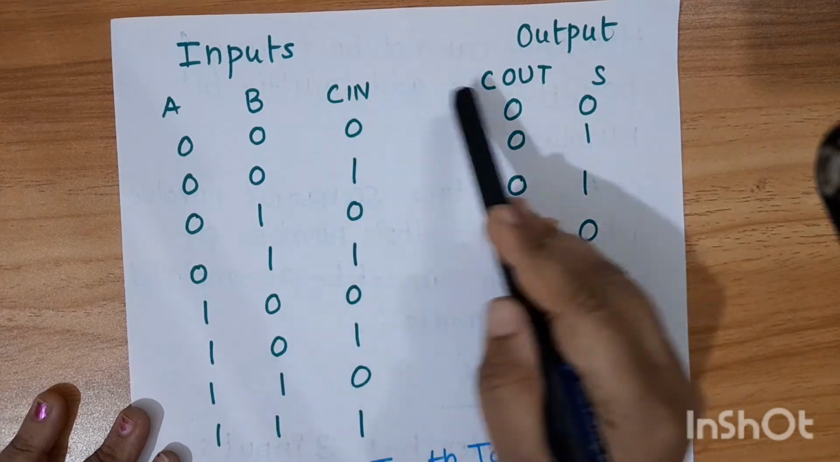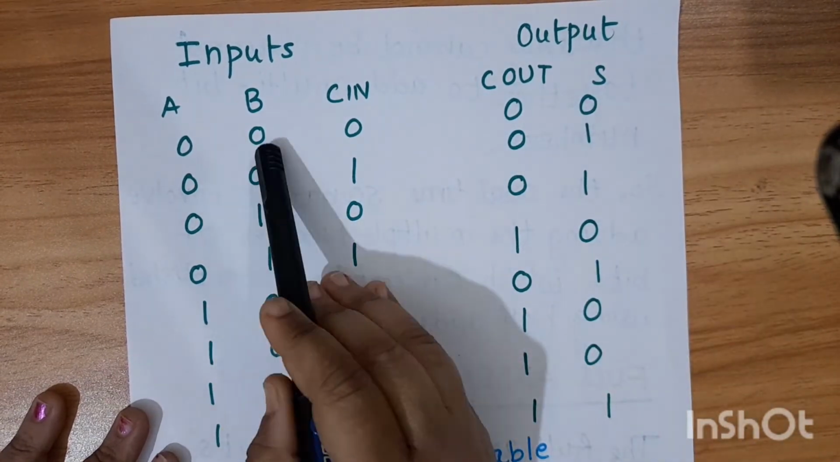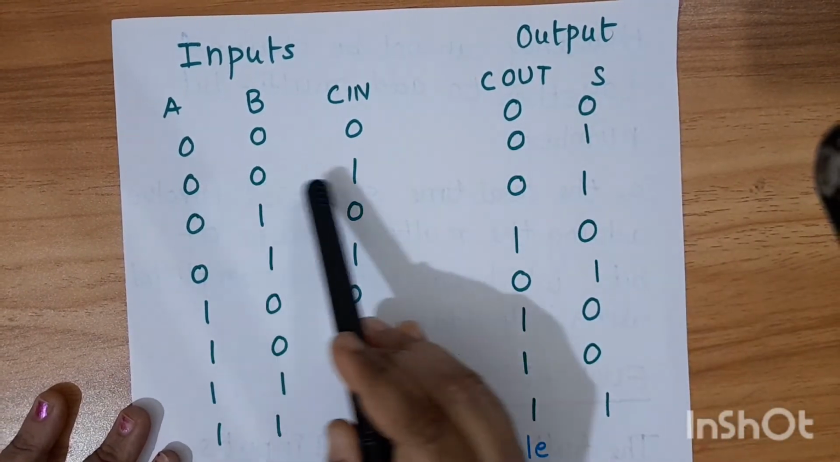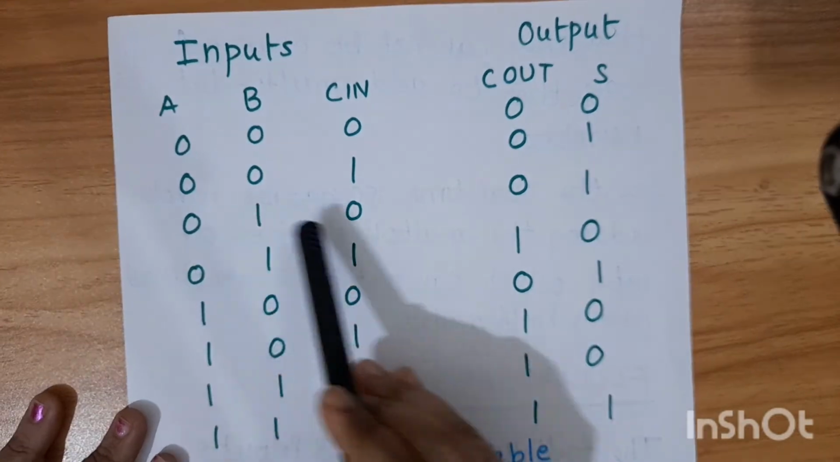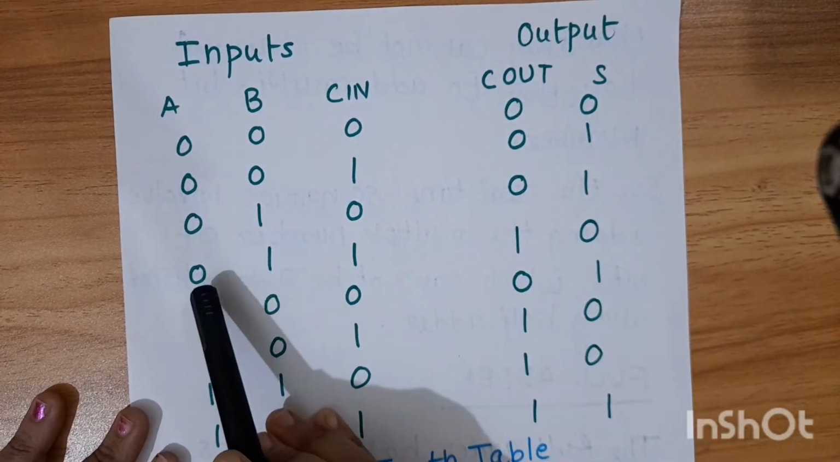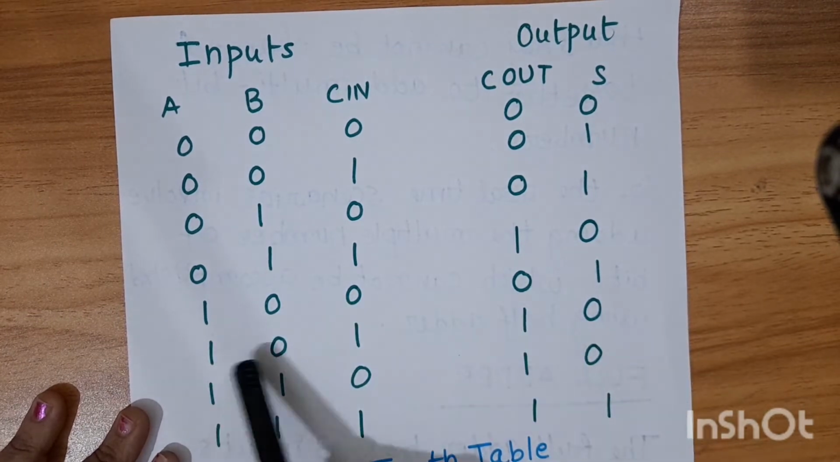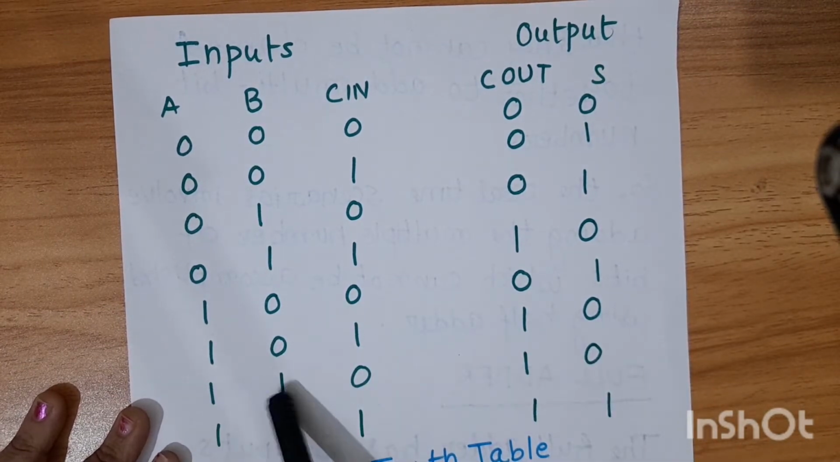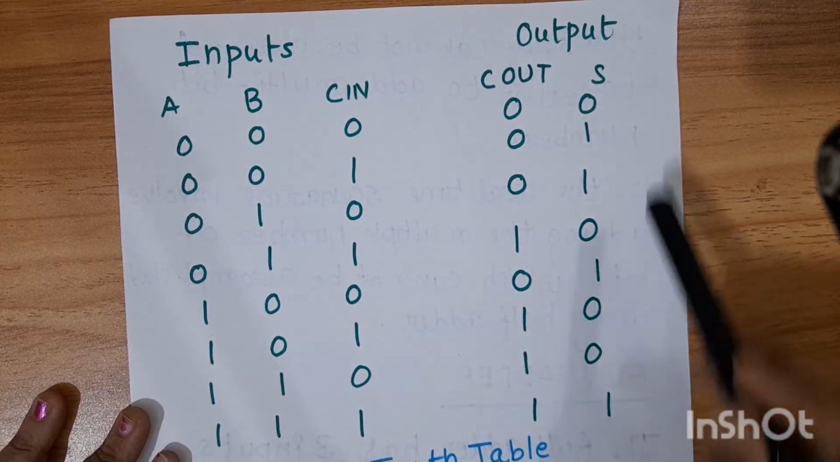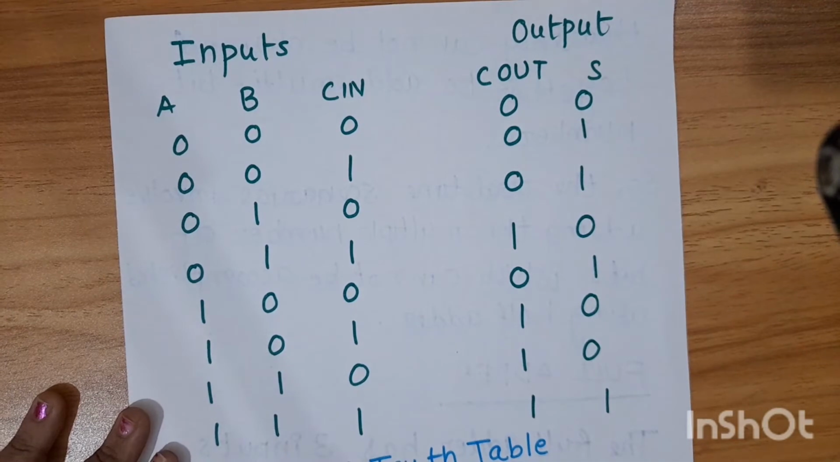So here are the inputs and here are the outputs for the full adder: A, B, C in, C out and S. The rows are 0 0 0, 0 0 1, 0 1 0, 0 1 1, 1 0 0, 1 0 1, 1 1 0, 1 1 1, with the outputs C out and S.